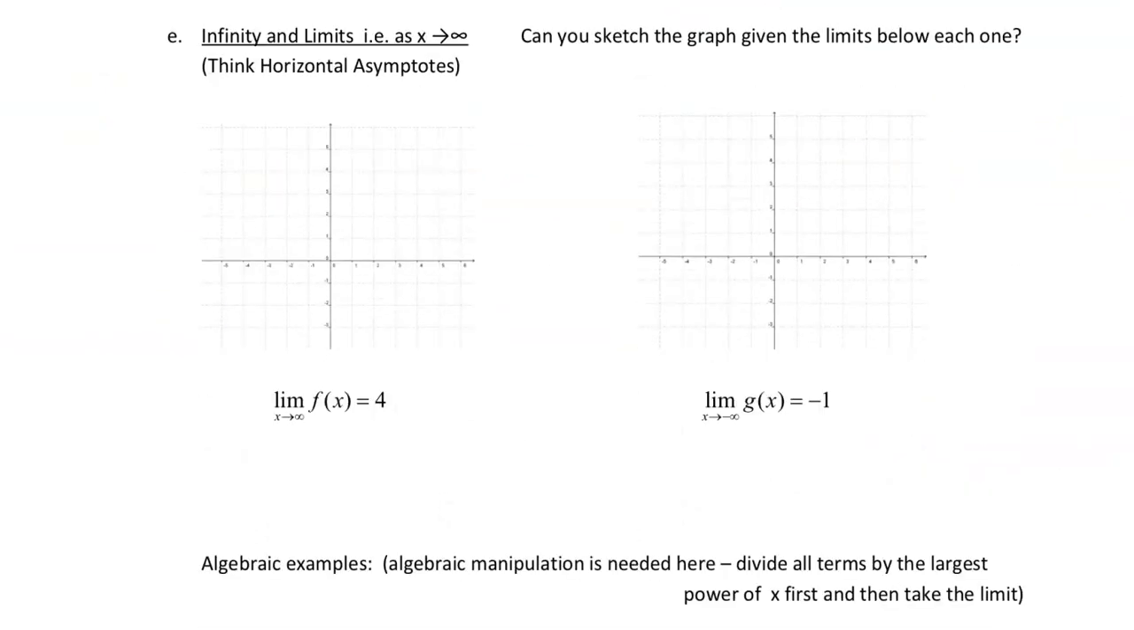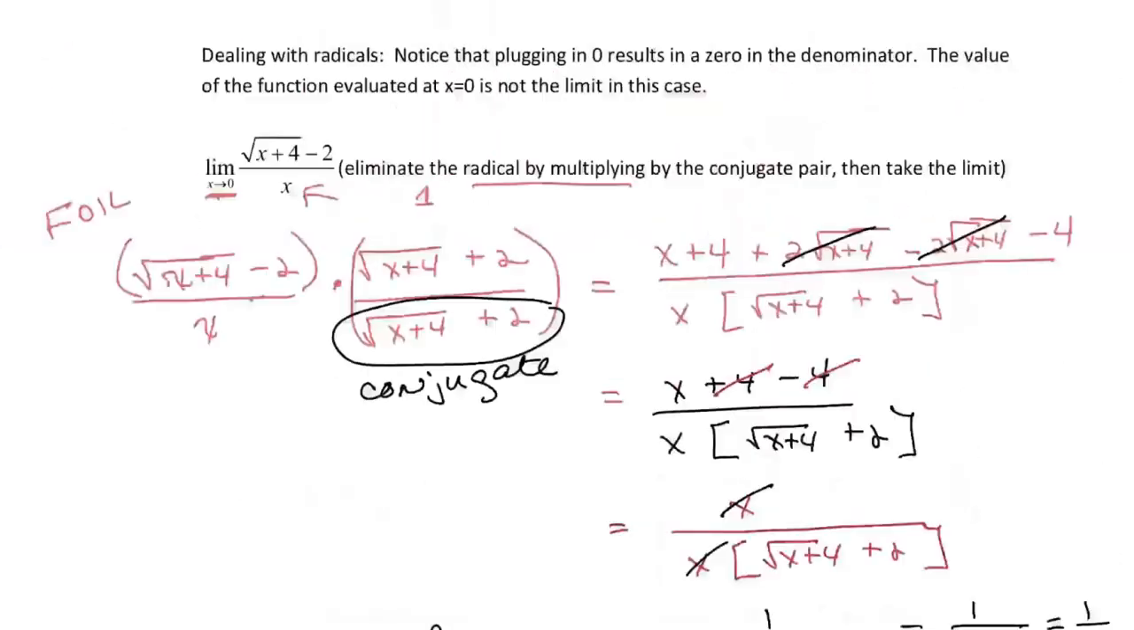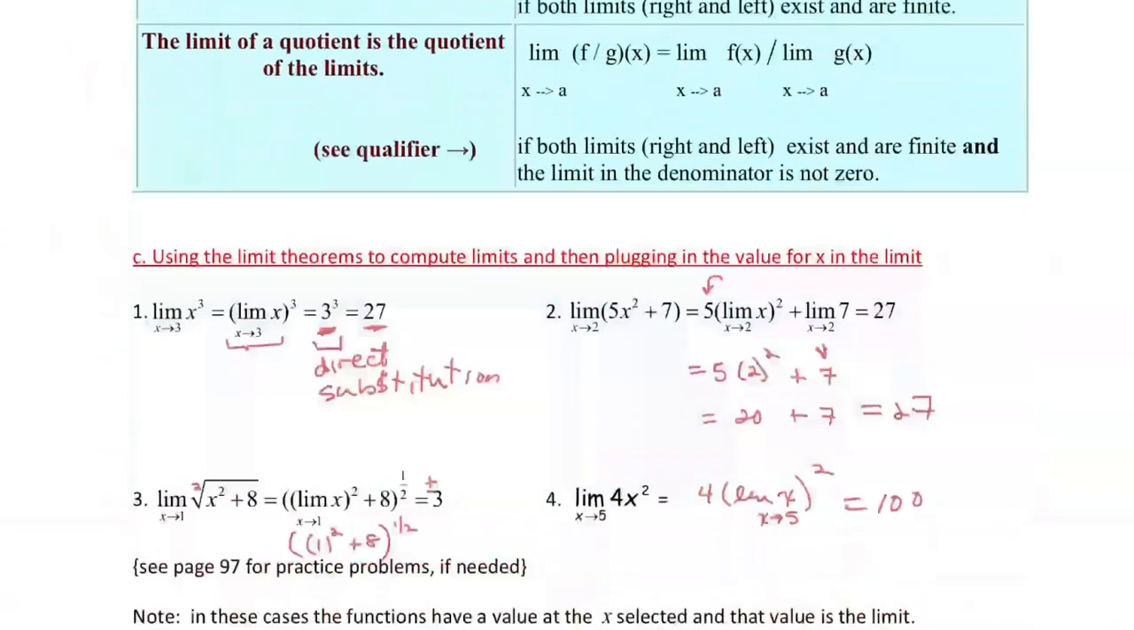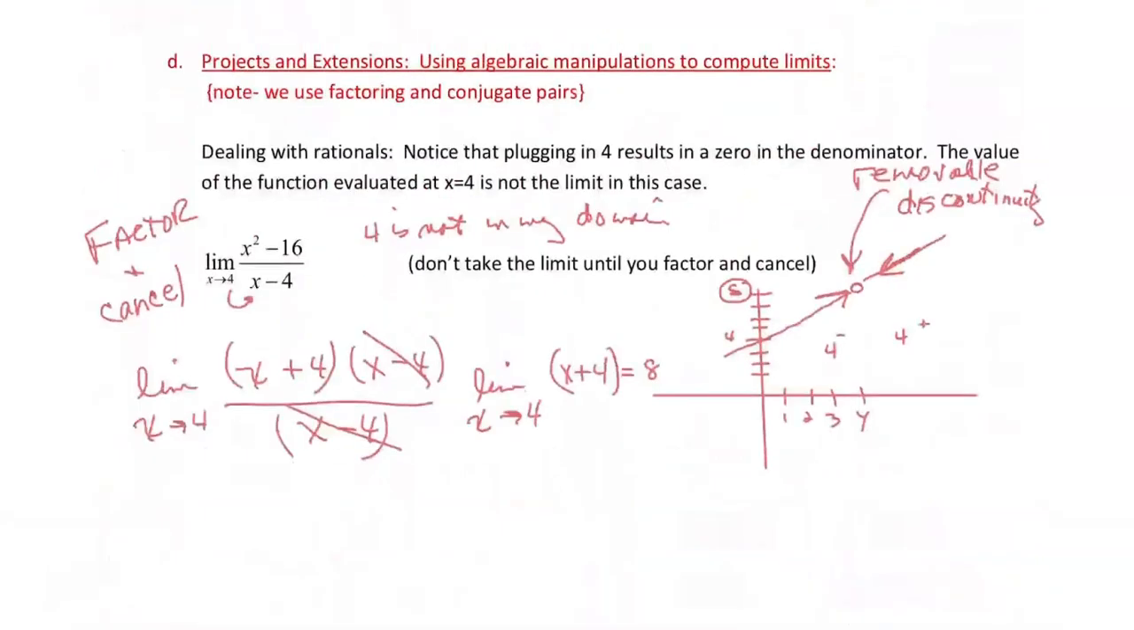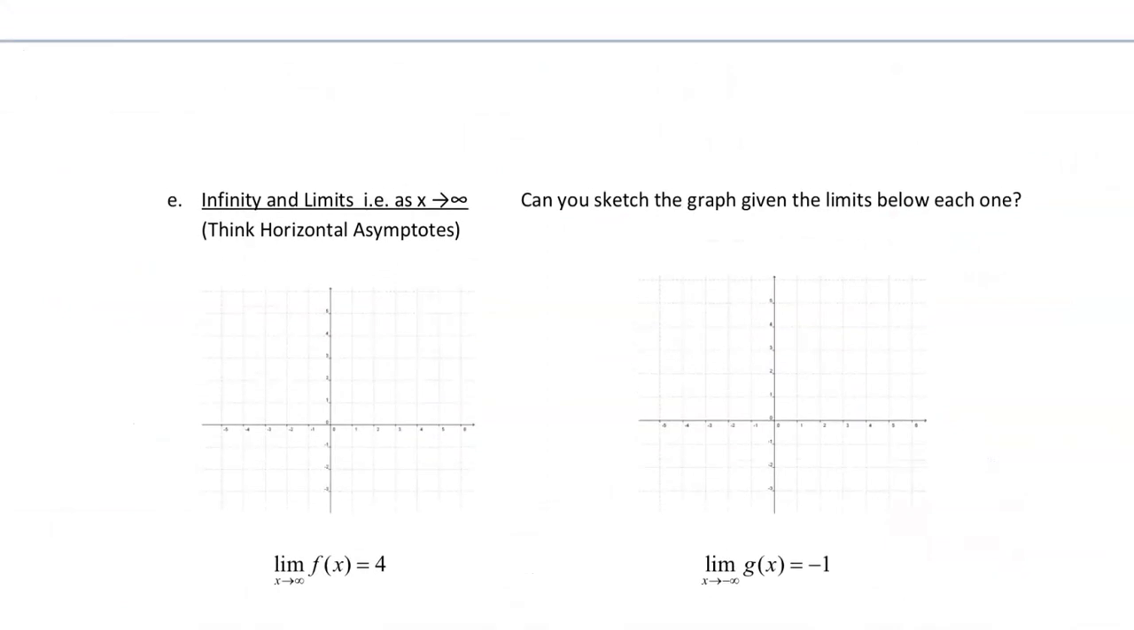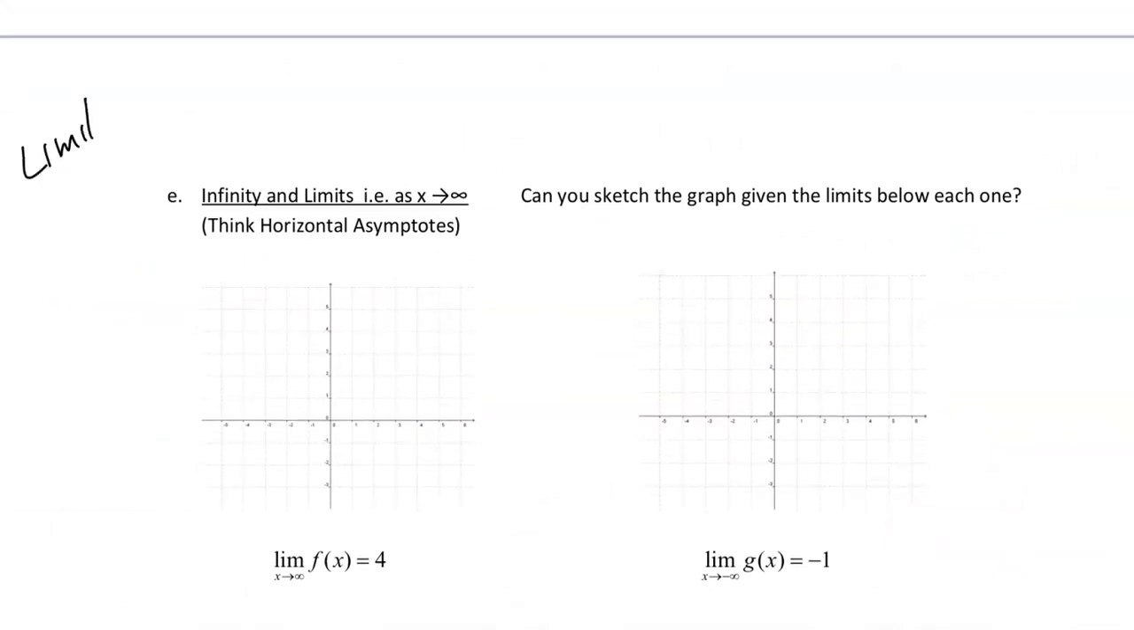Now this is another little concept. Up to this point, these were limits as x approaches a number. So a real number, okay? This is limits as x approaches infinity. Okay, that's not a number. Remember, that's a concept. So I want you to think about horizontal asymptotes. So let's do a visual.